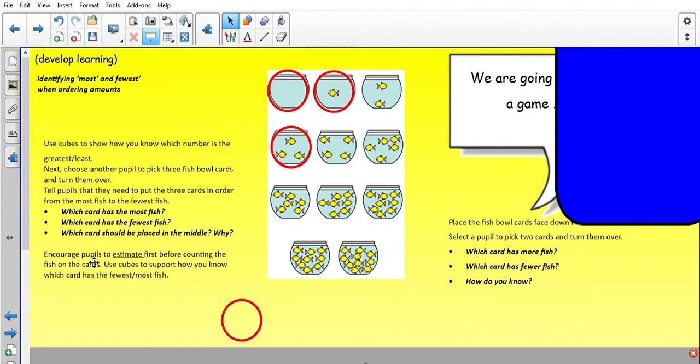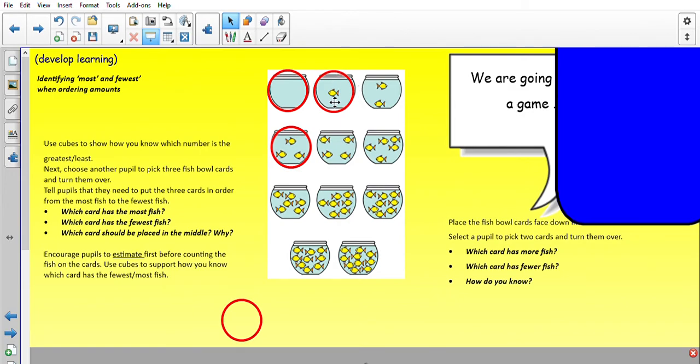Now the first question here says, which card has the most fish? Right, let me have a look. Well, this one's got none, so it won't be that one. Which one has got the most? 1, 2, 3. I think this one has the most. Which card has the fewest? Well, that's this one because it's got none, isn't it? So that's that one. So which card should go in the middle? Well, that one's the only one left.